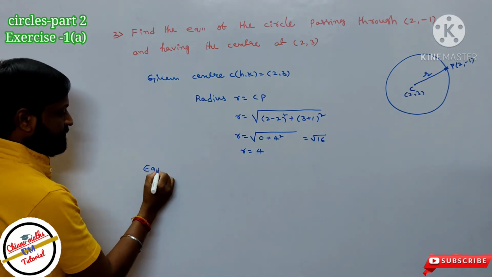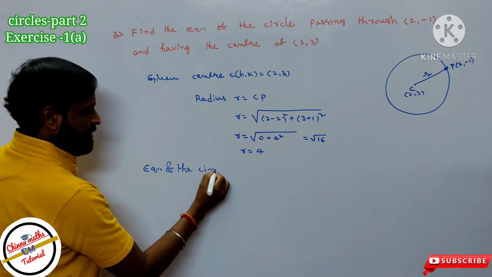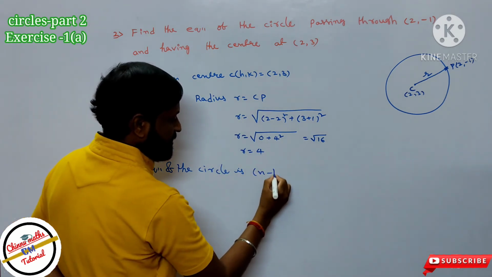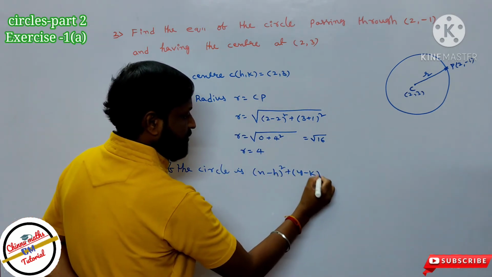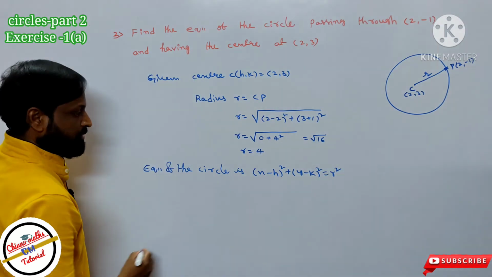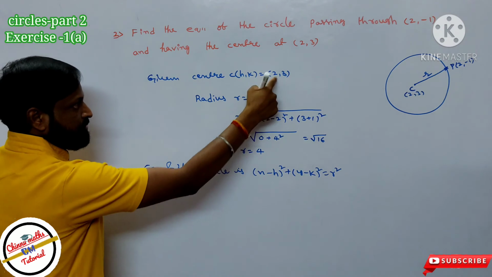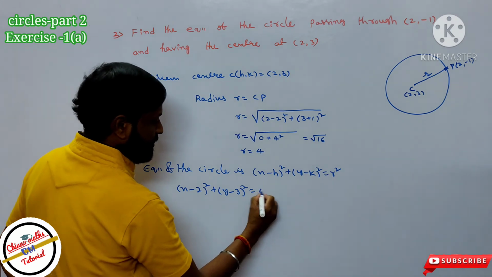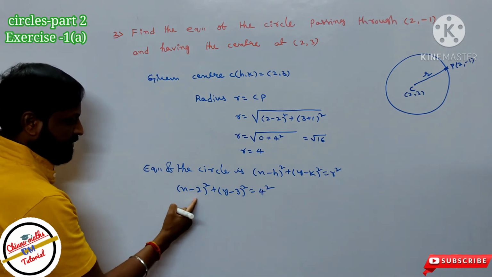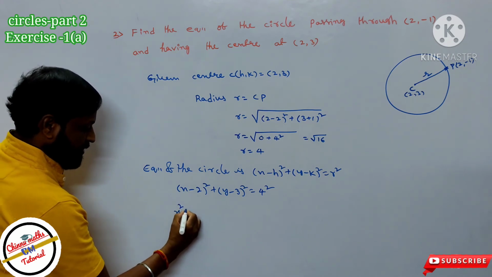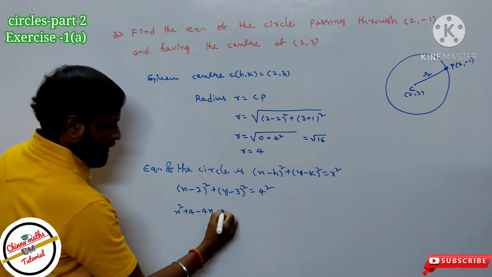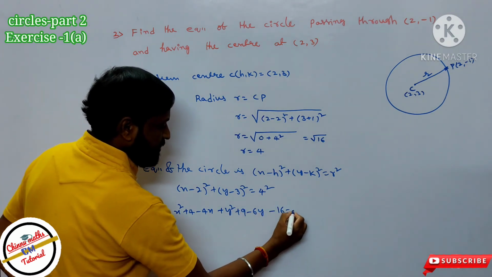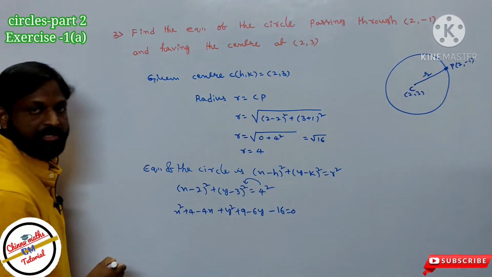Equation of the circle having the center (h, k) and radius r. So then the equation is (x minus h) whole square plus (y minus k) whole square equals r square. Then you can substitute: (x minus 2) whole square plus (y minus 3) whole square equals 4 square. Then write (a minus b) whole square, a square plus b square minus 2ab, again plus y square plus 9 minus 6y, minus 16 equals 0. 4 square equals 16, the sign should be changed.